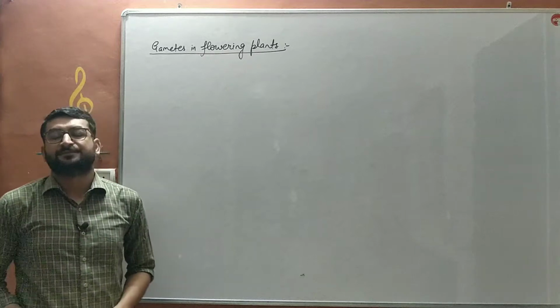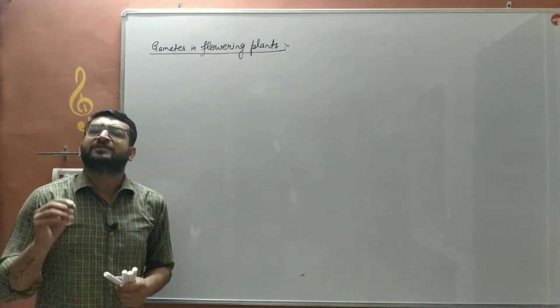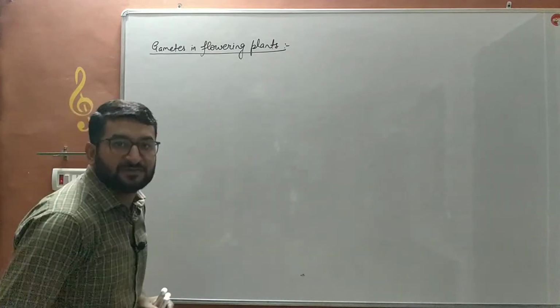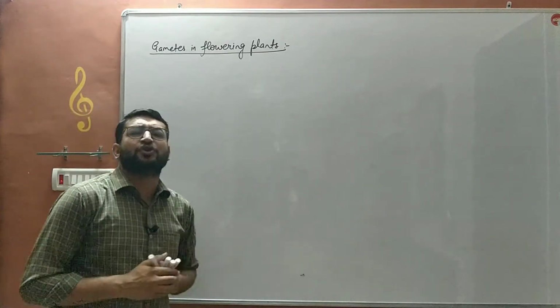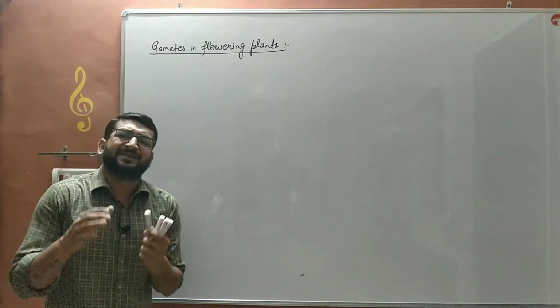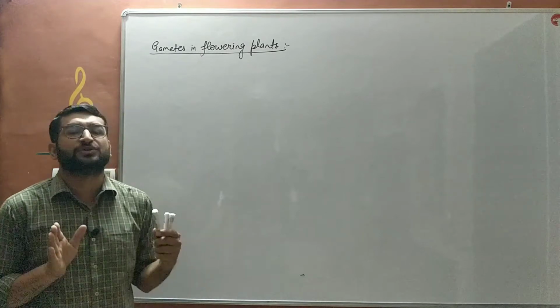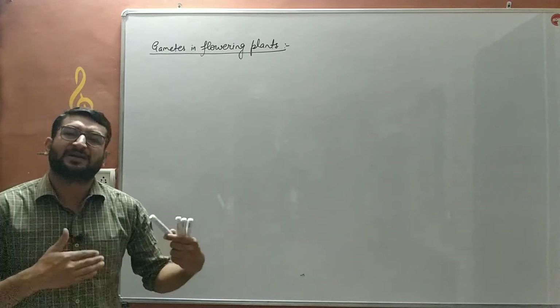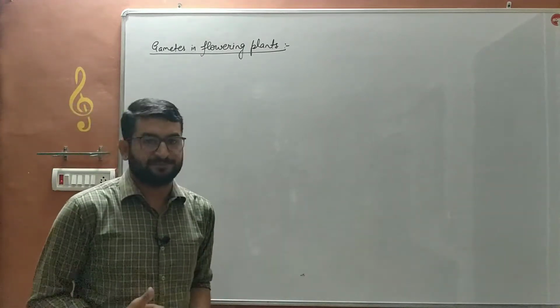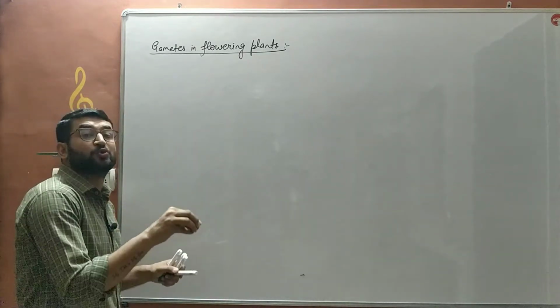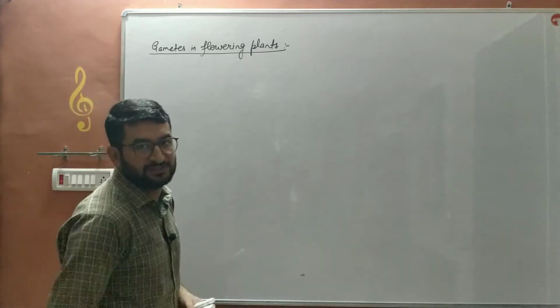Hello children, in this video we will discuss the structure of gametes in flowering plants. In our previous video we had discussed that there are two major reproductive organs present in the flowering plants, and those two organs are carpel and stamen. Now we will discuss the gametes which are produced in those reproductive parts.